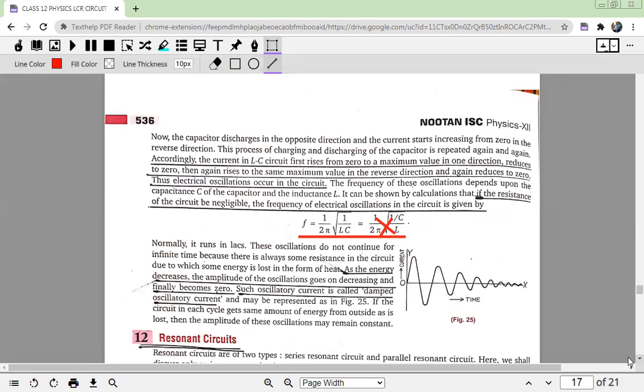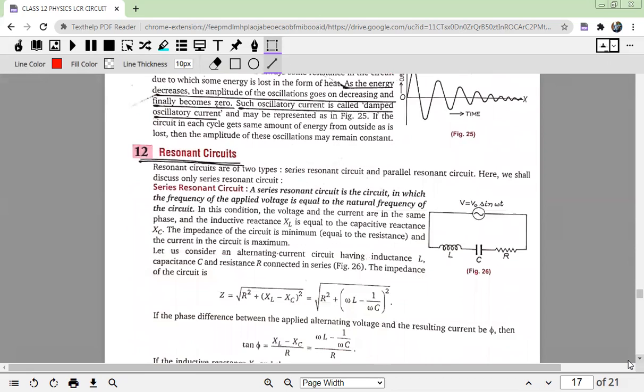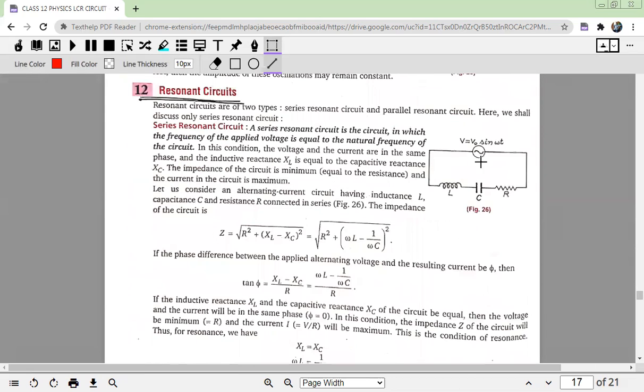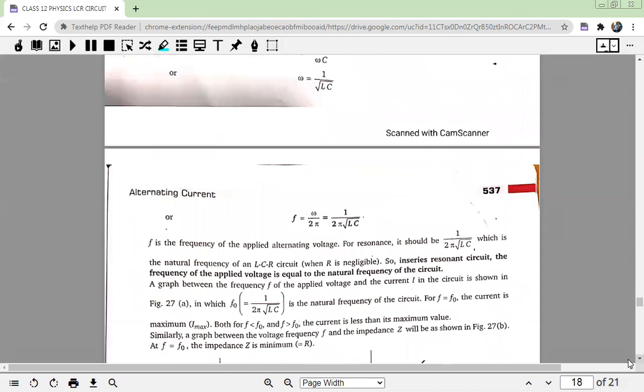Now, about the resonant circuit, I have told you. There are some graphs that I am going to tell you. As you know, in an LCR circuit, resonance takes place when the frequency of the applied AC EMF is equal to the natural frequency of the LCR circuit, which is given by 1 upon 2 pi root LC. It's clear. So all these things I have explained. During electrical resonance, the circuit will behave as a pure resistive circuit. Its impedance will be minimum and the current will be maximum.